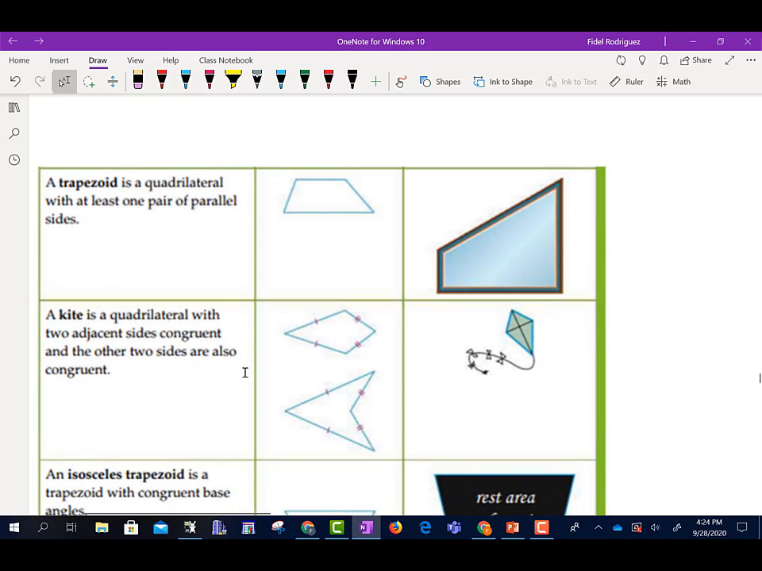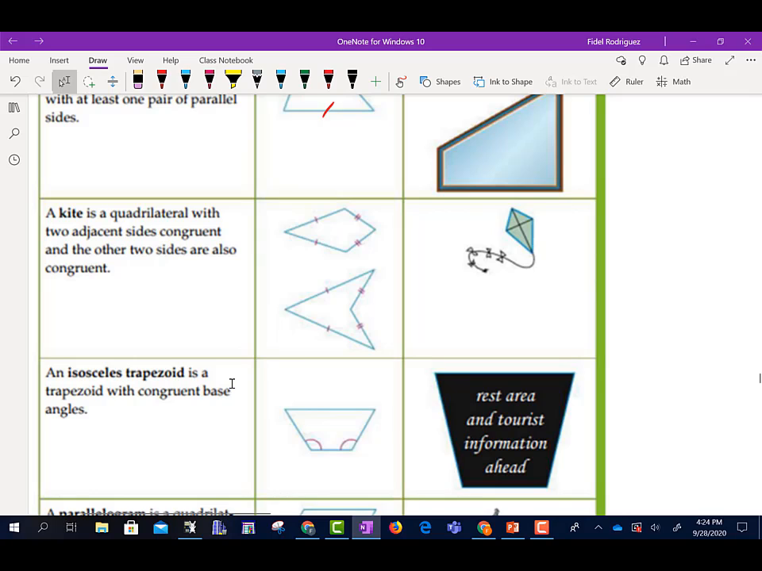So let's see, what else do we have? A trapezoid is a quadrilateral with at least one pair of parallel sides. So this side here and this side here are parallel, okay? A kite is a quadrilateral with 2 adjacent sides being congruent. So these are my adjacent sides. They meet right there. And these are my adjacent sides. They meet right there. And you can see those are congruent, okay?